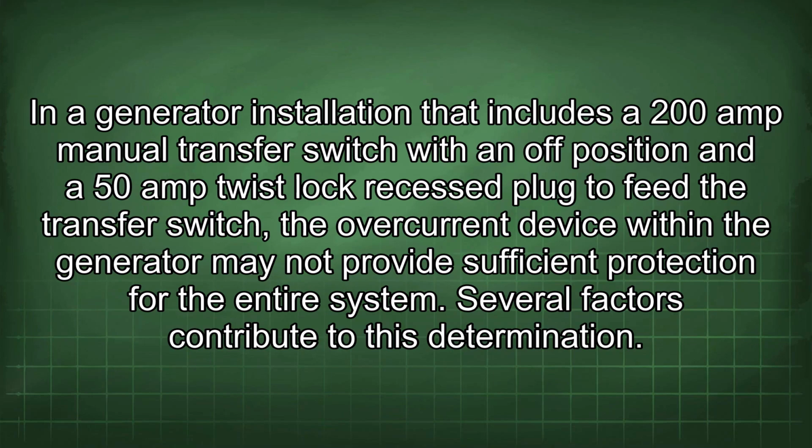In a generator installation that includes a 200 amp manual transfer switch with an off position and a 50 amp twist lock recessed plug to feed the transfer switch, the overcurrent device within the generator may not provide sufficient protection for the entire system. Several factors contribute to this determination.